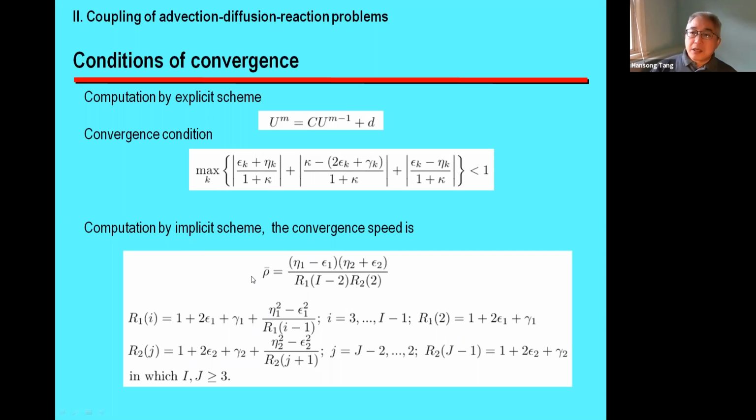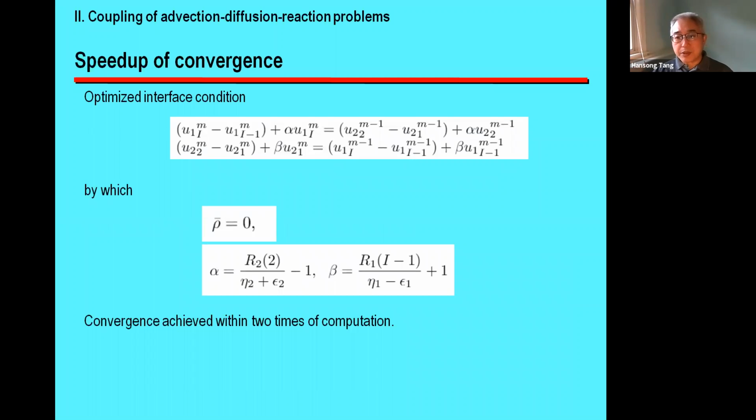When we compute this problem using traditional methods, meaning we directly exchange the solution at the interface, the convergence usually is very slow, meaning we need many iterations to reach a final convergent solution. So a key issue is how to speed up the convergence. Here I present a method like this, which has two parameters. This is an optimized interface condition, which has specific values for alpha and beta, like here.